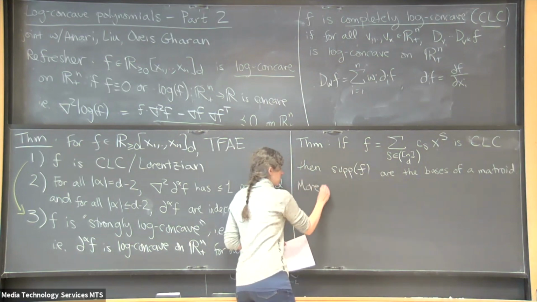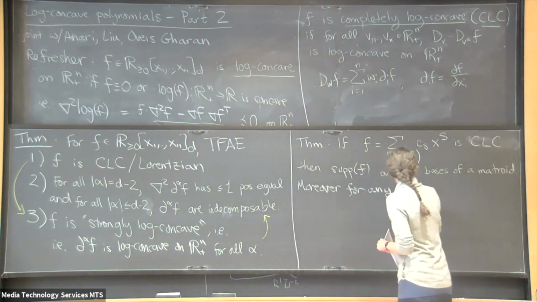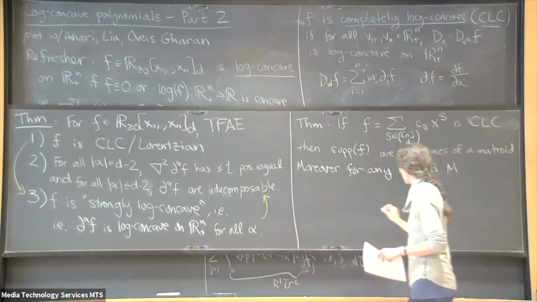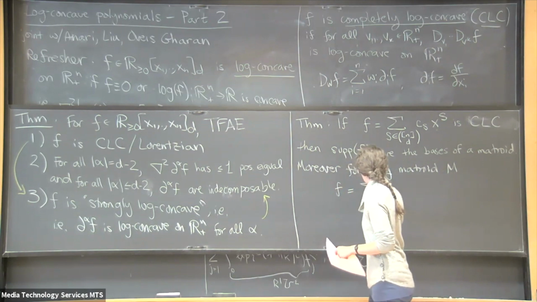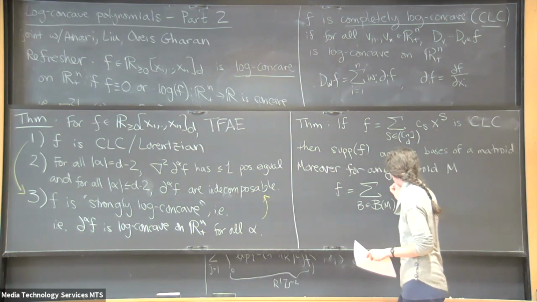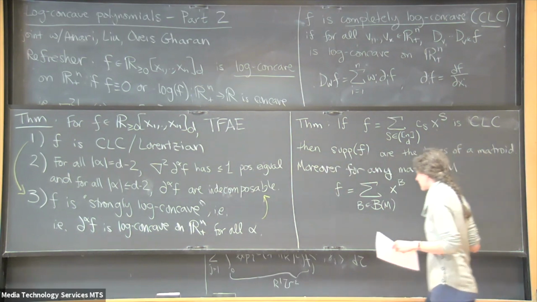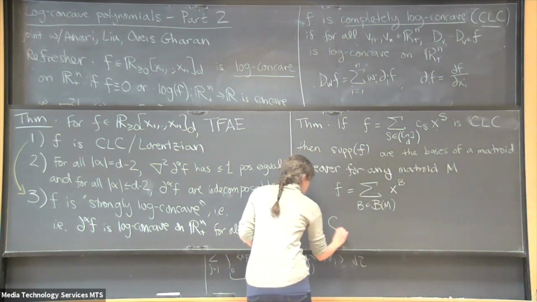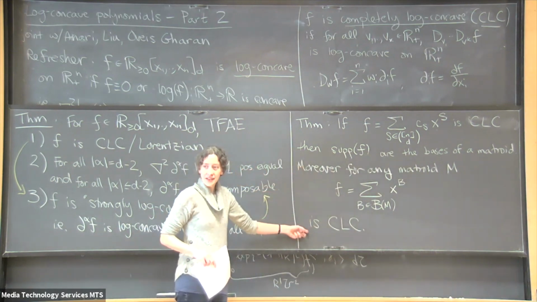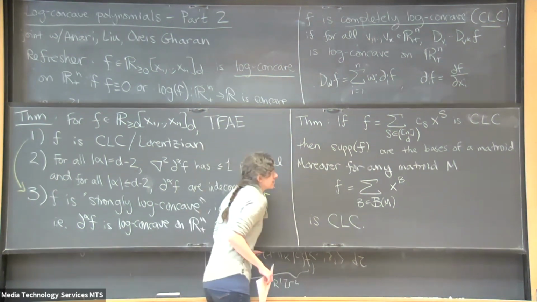Moreover, for any matroid M, if I just take the sum over the bases of M, the maximal independent sets, and write down the corresponding square-free monomial, this is completely log-concave. And so last time we proved the second statement, and that's the harder of these two.